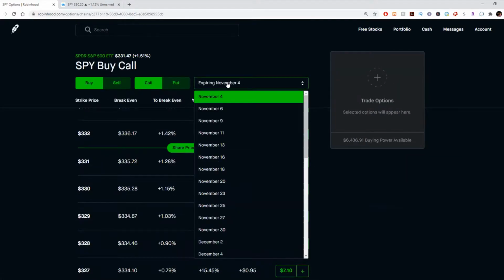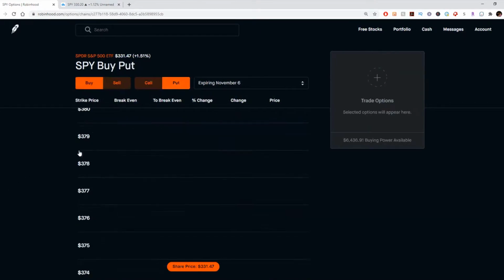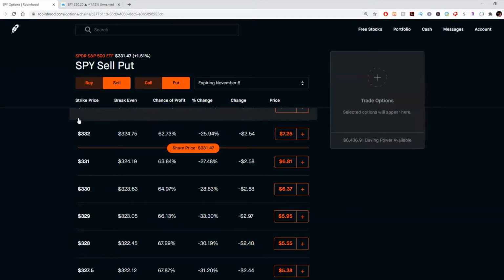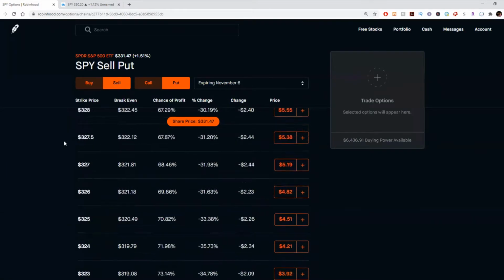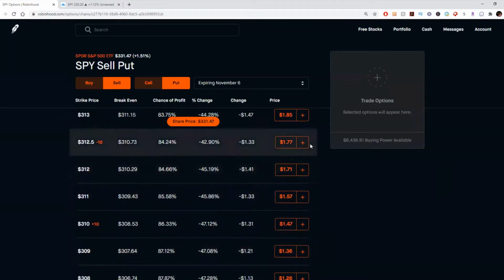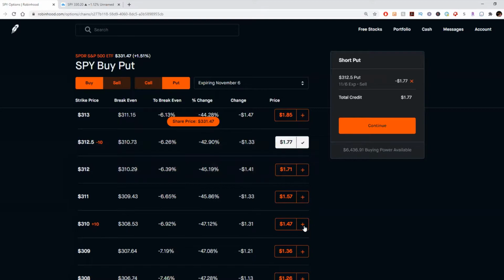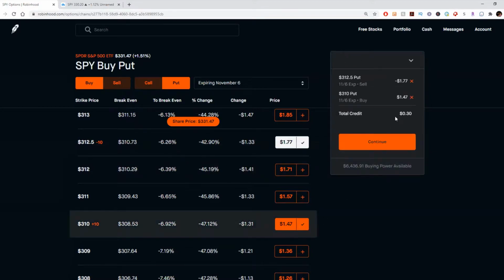Now, in order to actually place these trades on Robinhood, here's how you would do it. First, you go here to trade options and choose the expiration date, which is November 6th in this case. On the top, select put. What I typically do is start with the put that I want to sell, because that's the level at which I'm expecting SPY to stay above, okay? So I would sell the 312.50 put first. On top, go to buy, and I would buy the 310 put, and it'll show me right here that it'll give me a credit of $30 per put credit spread, okay?